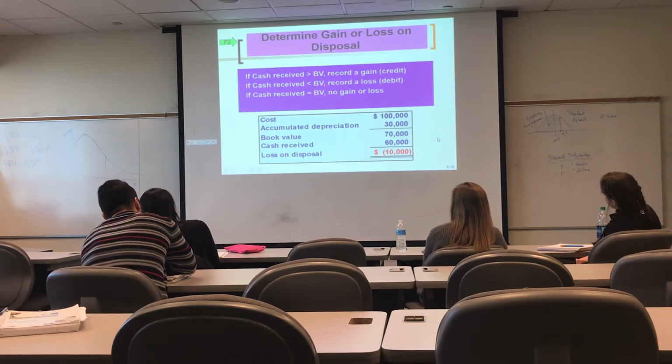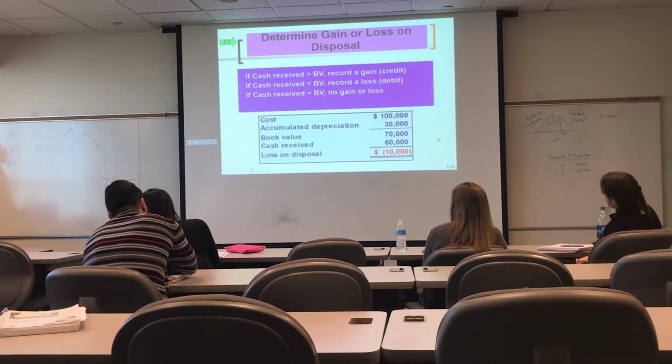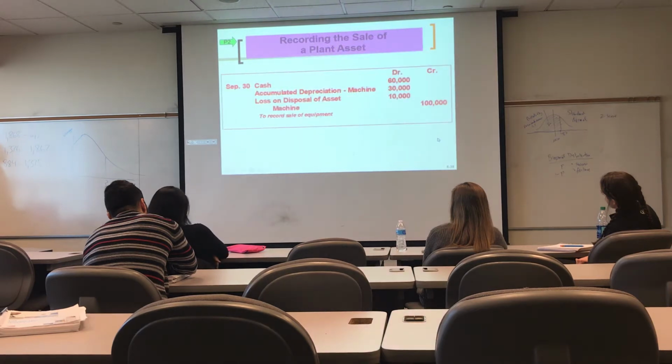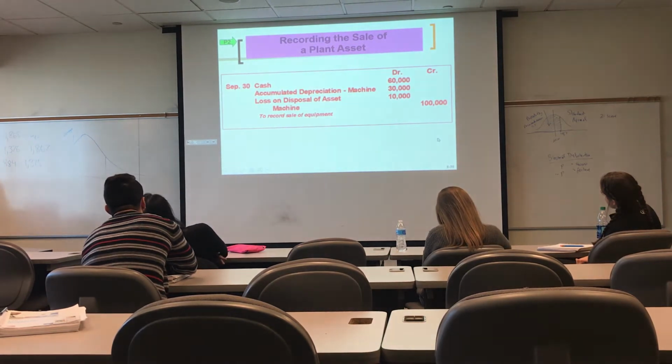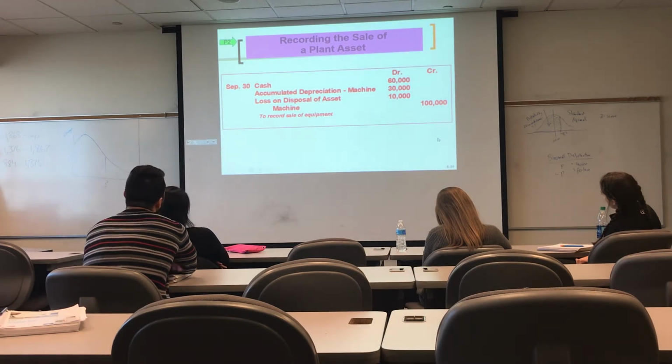Current book value minus whatever you received in cash. And there's your journal transaction: debit cash, debit accumulated depreciation, debit the loss, credit the machine.